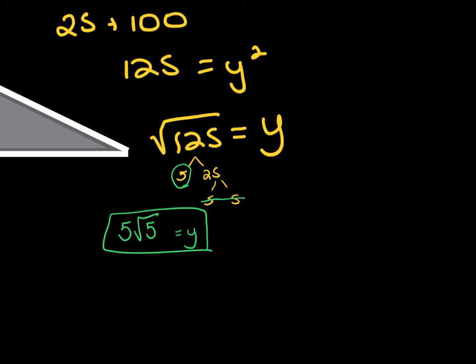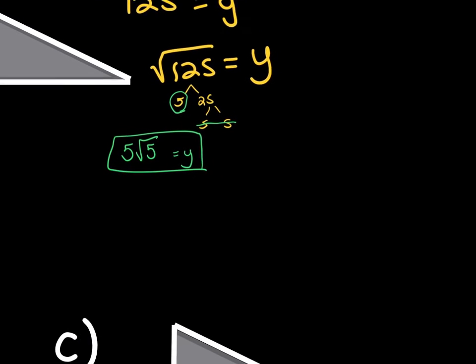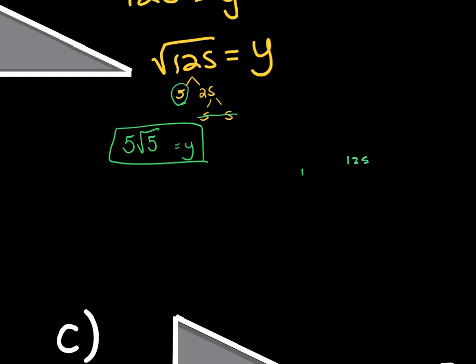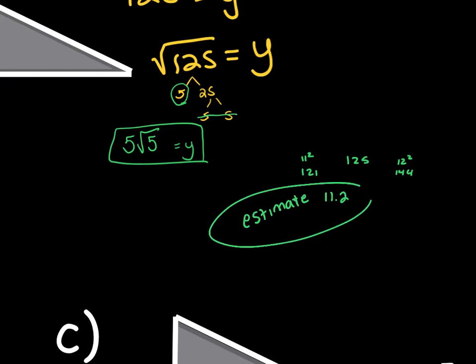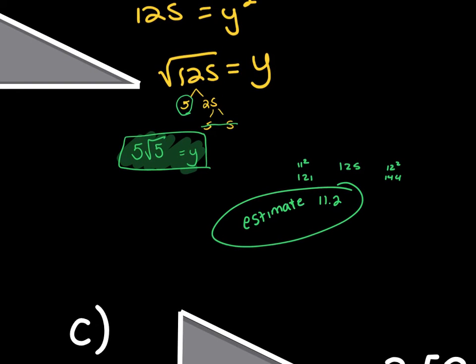If it had told me to estimate, think 125 is in between 121, which is 11 squared, and 144, which is 12 squared. And it's closer to 121 than it is to 144. So I would say this is like 11.2, but it is just an approximation. So if it said to estimate, that's what it means. If it says to keep it exact, you would leave it as 5 root 5. Questions on that one?